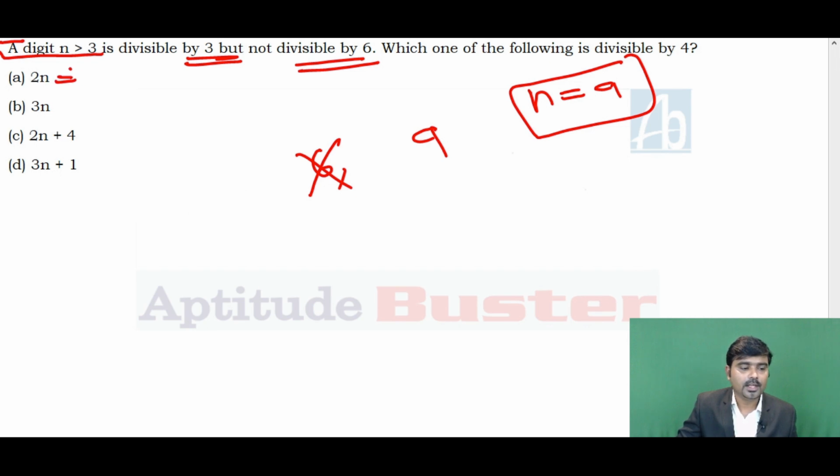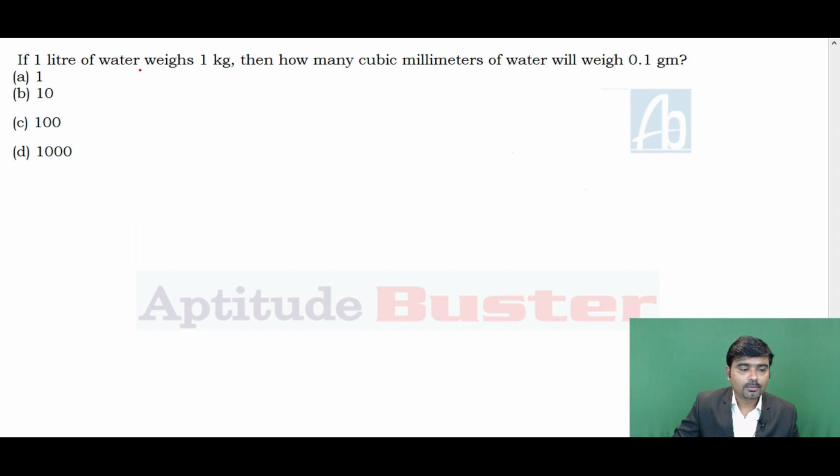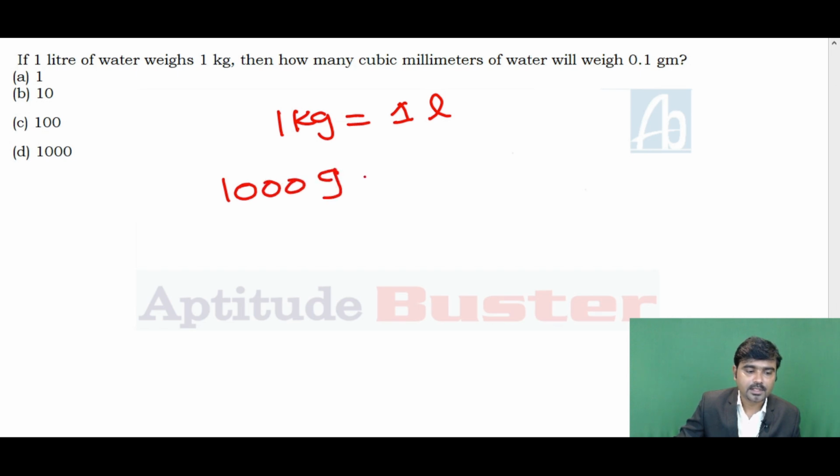2 into 9, 18. If 1 liter of water weighs 1 kg, then how many cubic millimeters of water will weigh 0.1 gram? 1 kg is equal to 1 liter. So 1 kg, it's nothing but 1000 grams, is equal to 1000 milliliter, is equal to 1 liter. Now 1000 gets cancelled. 1 gram is equal to 1 milliliter.